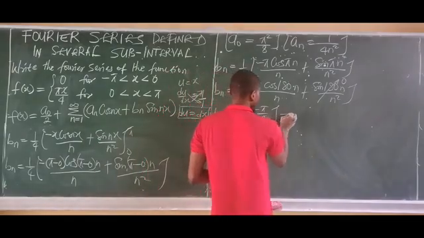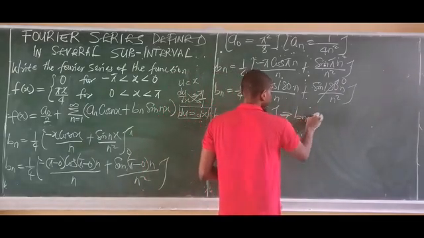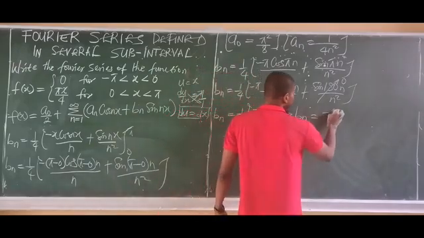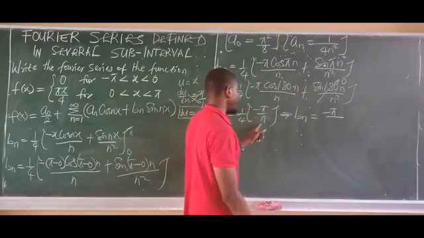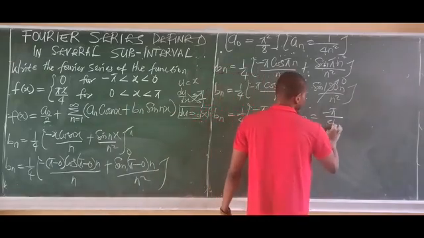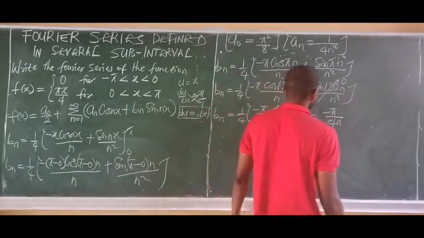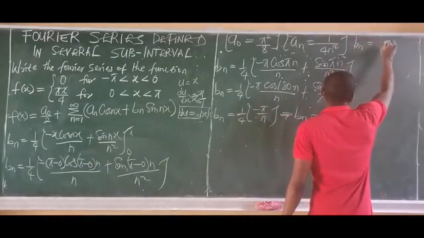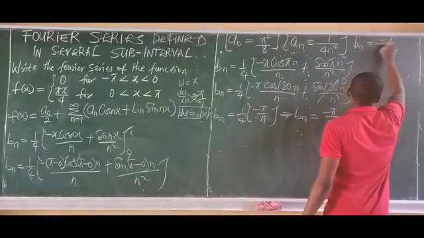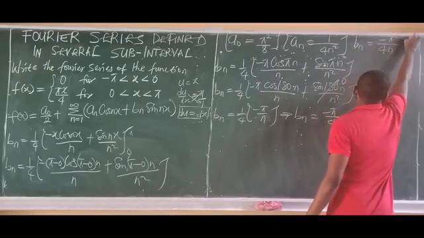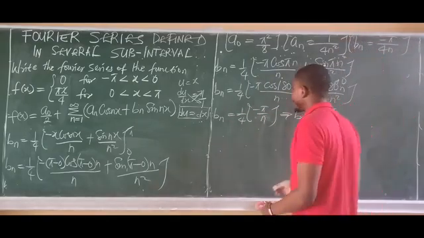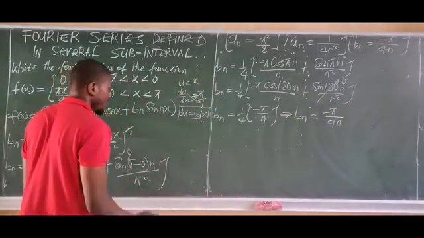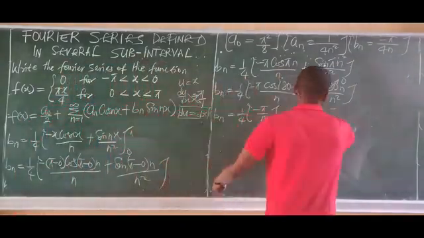Alright, so evaluating this now, this implies that bn is equal to minus pi times 1 is minus pi all over 4 times n gives us 4n. So bn is actually minus pi all over 4n. So we have our Fourier constants. Let's now attempt to write the Fourier series.